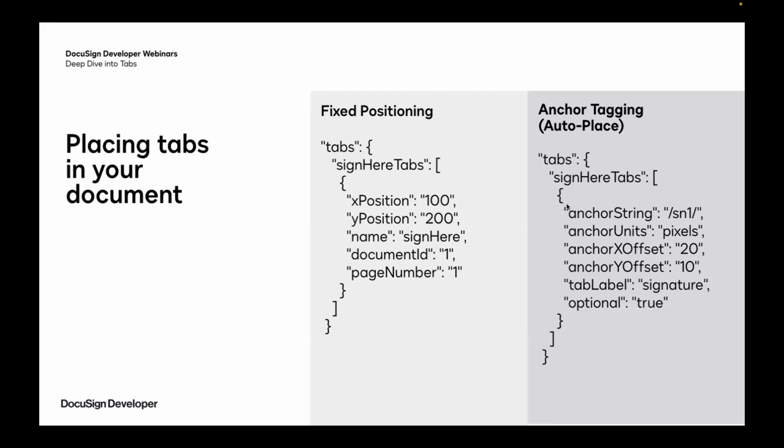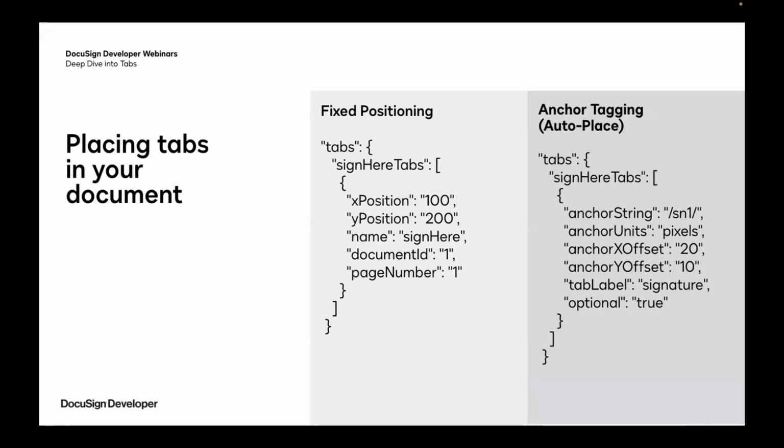With anchor tagging on the right, it's a little bit different. And so anchor tagging uses an anchor string value and looks for that value inside of the documents in an envelope. And then it places the tab next to that string, wherever that string appears in the document. In our demo, we're mostly going to be looking at anchor tagging, although we will show an example of fixed positioning as well. So we'll see this more as we get into it, but you can see that this anchor string here, this /SN1/, anywhere that that string appears in the document is where that sign here tab will appear.